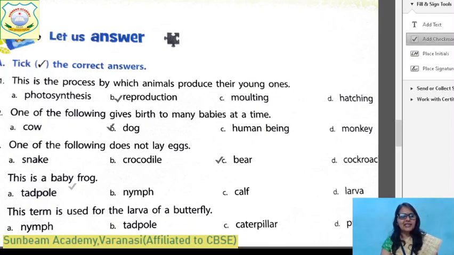Come to the another one, dear. This is a baby frog. Tadpole, nymph, calf or larva? The baby frog is, of course, number one, tadpole. A tadpole is a baby frog. Come to the another one. This term is used for the larva of a butterfly. The larva of a butterfly is called caterpillar. I hope you all can do this now.